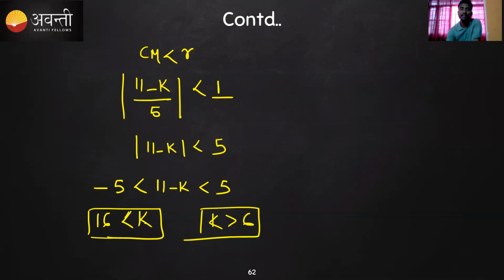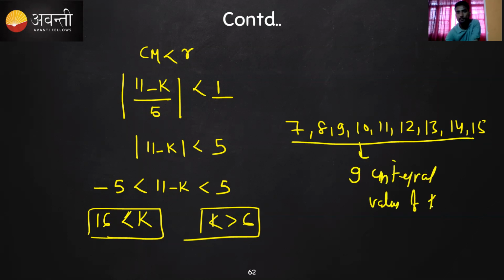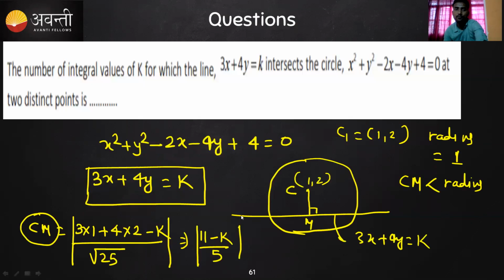So we have to find integral values. What will be all the values? It will be 7, 8, 9, 10, 11, 12, 13, 14, and 15. So how many values will we get? We will get 9 integral values of k. I hope it is clear to all of you guys.